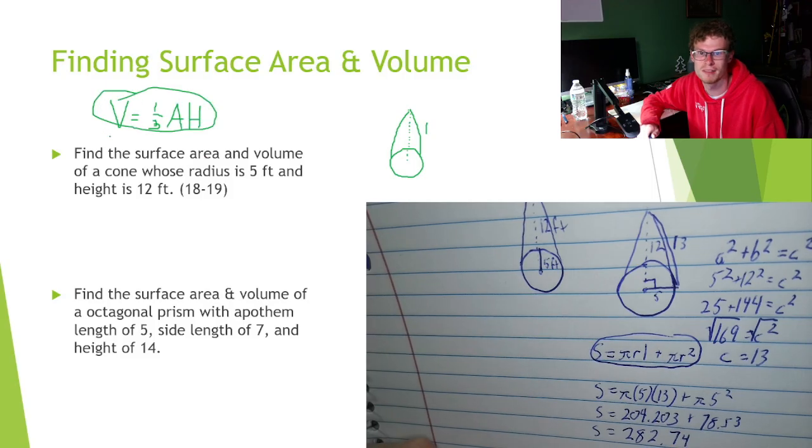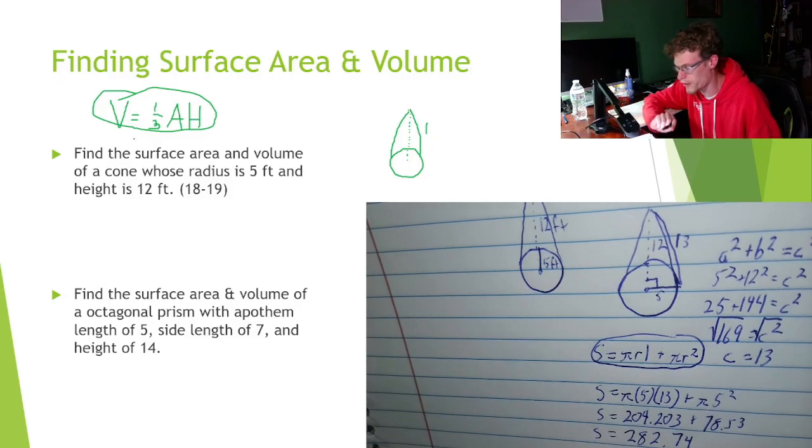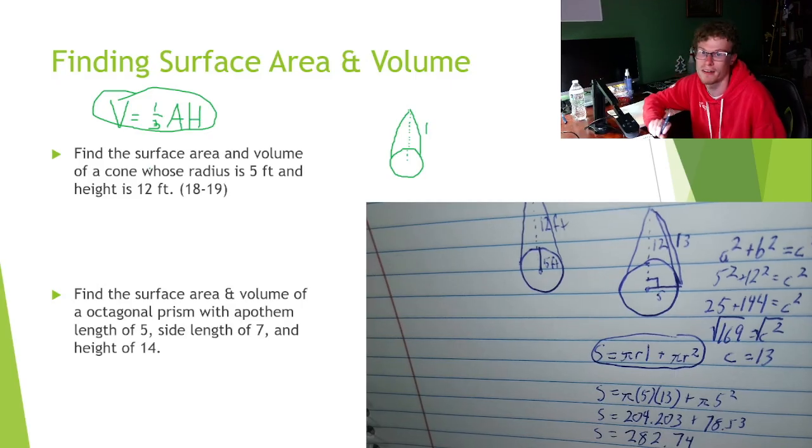It's a little bit quieter with that. But volume equals 1/3 area times height. So again, find the area of your base, multiply it by your height, your actual height instead. Then divide it by 3. That's basically what this is. So let's do that real quick.